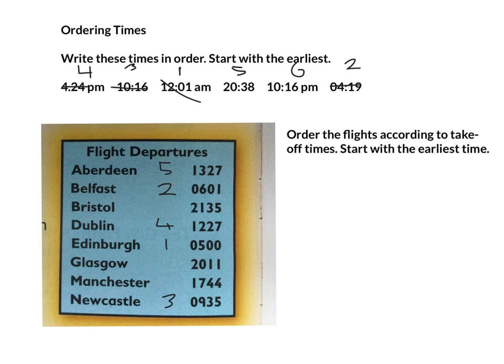Number 6 then is Manchester, that is 16 minutes to 6. Number 7 then is Glasgow, which leaves Bristol as the last flight, so it's 9:35.